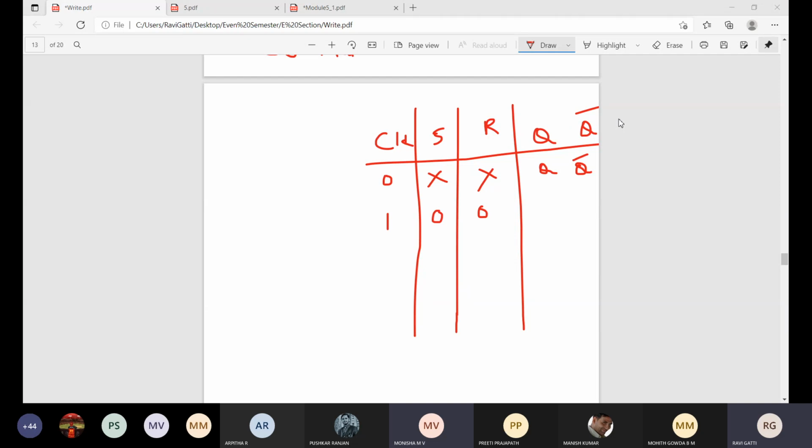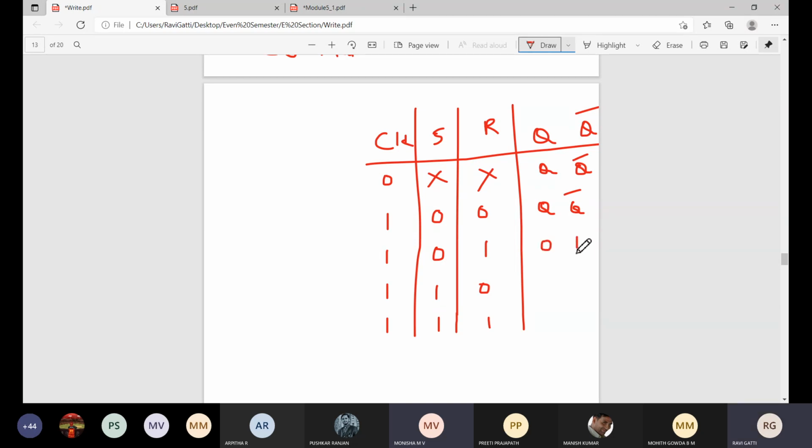Yes, sir. Q and Q bar. Yes, it will not change. The values will remain the same, the previous case, Q and Q bar. Now tell me the remaining three conditions, Monisha. When S is equal to 0, R is equal to 1, what is the value? When S is equal to 0, R is equal to 1, Q is 0, Q bar is 1.